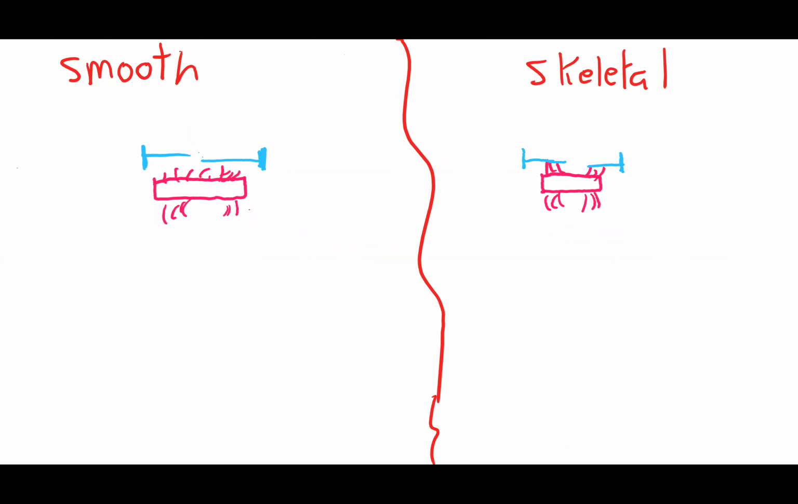This is just to demonstrate that in smooth muscle, the actual myosin itself is much longer. You see the length over here? It's much longer than the skeletal muscle over here. That's it.